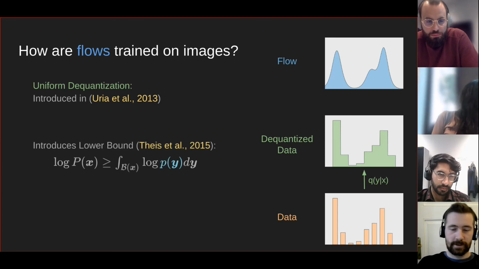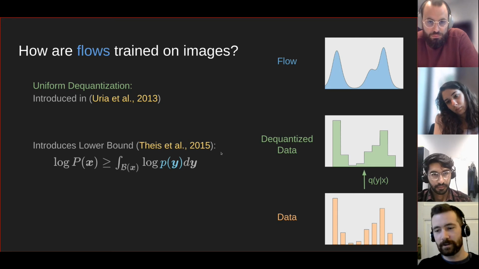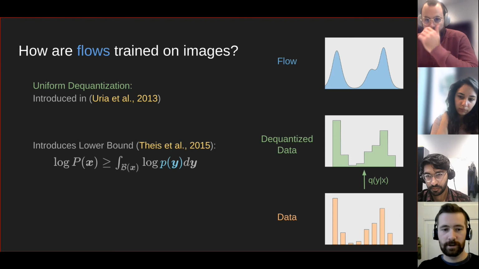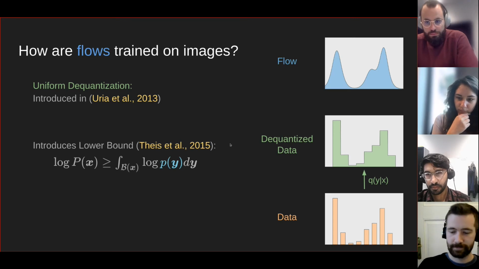And so this was mostly introduced as a heuristic first. It was shown by Theis et al. that this introduces a lower bound on the discrete log likelihood, if you integrate this continuous model over these bins that define the different integers.